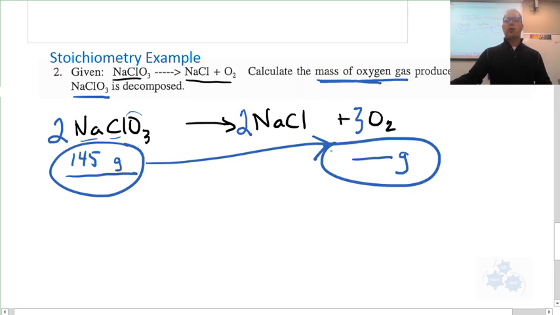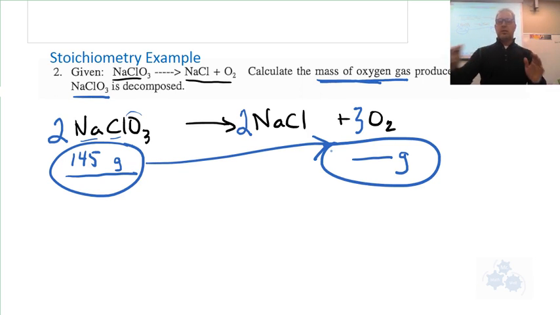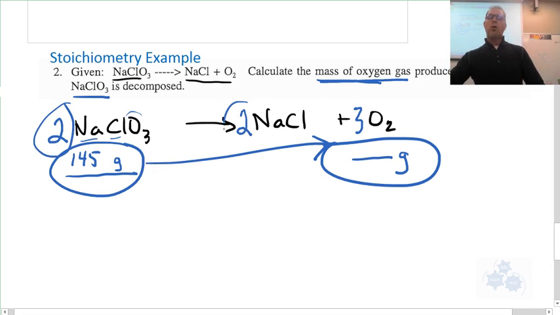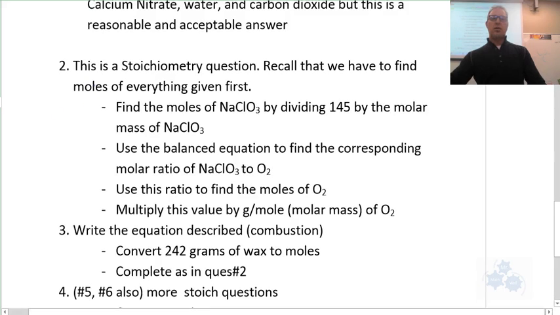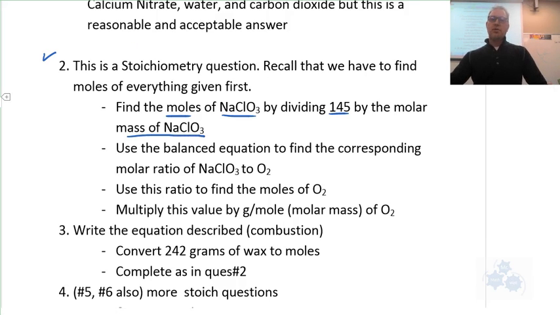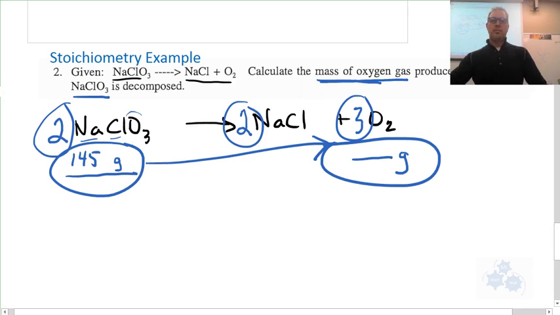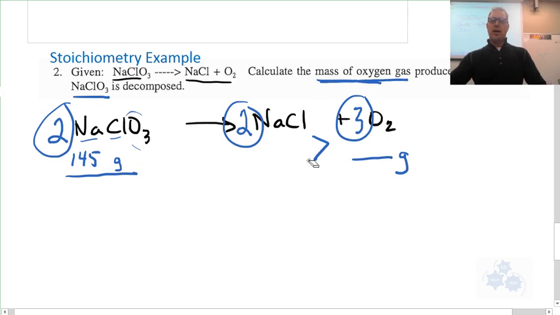But as you might recall, when we're dealing with a chemical equation, these numbers, these ratios right here, are molar ratios. They are not ratios of mass. So we have to convert everything to moles first. In the notes for question number 2: find the moles of sodium chlorate by dividing 145 by the molar mass. So we have to convert whatever we're given to moles. We cannot go directly from grams to grams. Instead, we have to go down here to moles.